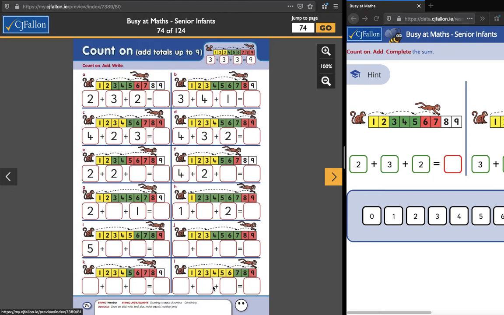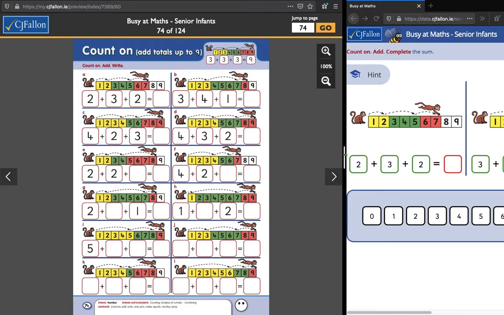Then finally, he jumps on again, doesn't he? He goes on with the red squares. So he's at 8 here. And how many spaces does he jump forward? Just 1 space. So we have 6 plus 2 plus 1, and he ends up at 9.